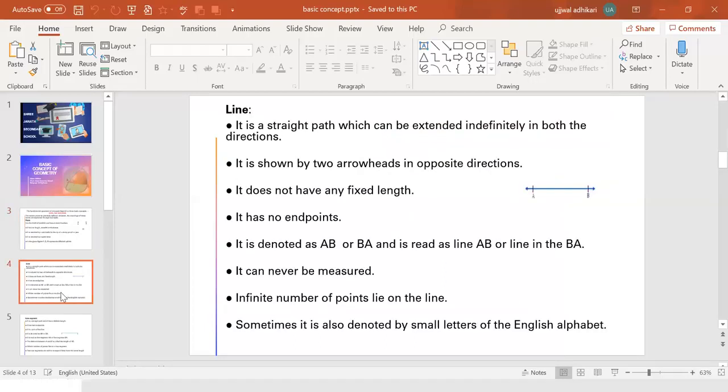Next, line. A line is the straight path which can be extended indefinitely in both directions. A line is a straight path, which may extend in both directions. It may extend in both directions. And a line can be shown by two arrowheads in opposite directions.